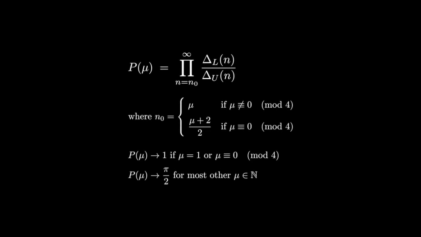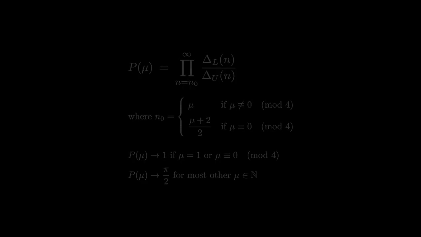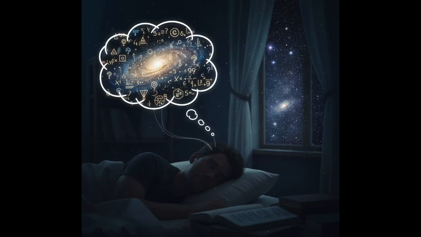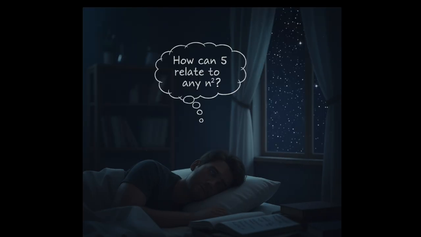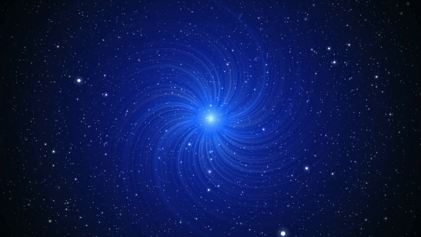Before I share how I found a new way of approximating pi, I want to tell you how I reached it. Completely unknowingly, I just followed a spark of curiosity that wouldn't let me sleep. It was late at night, and a strange question appeared in my mind. How can the number 5 be related to any n squared? It sounded random, but it felt meaningful.